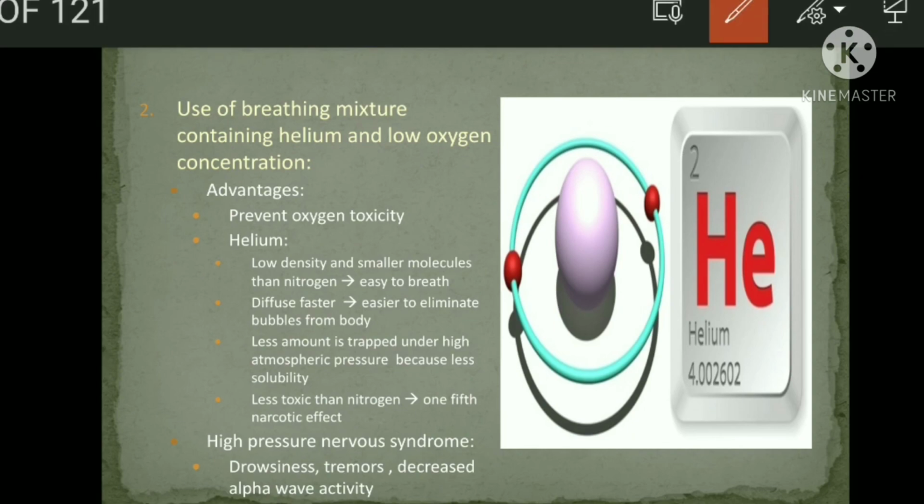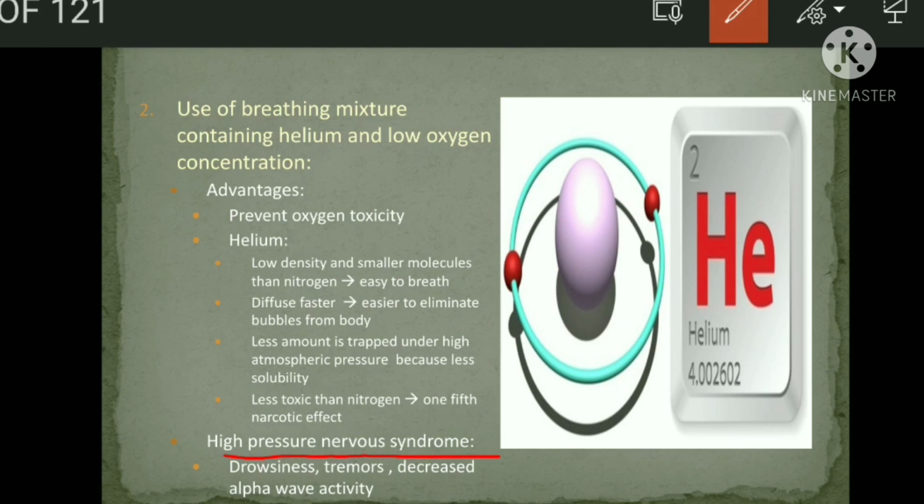This is high pressure nervous syndrome, which is characterized by tremors, drowsiness or loss of sleep, and depression of alpha activity of the EEG. The cause of which is not known. It may be because gases like nitrogen, xenon, krypton, argon, neon, helium, etc. act like anesthetic agents at high pressure, and the anesthetic effects are due to their action on the cell membrane of the neuron.